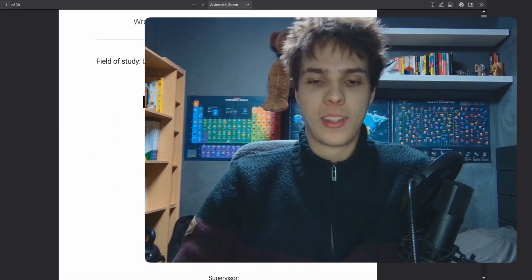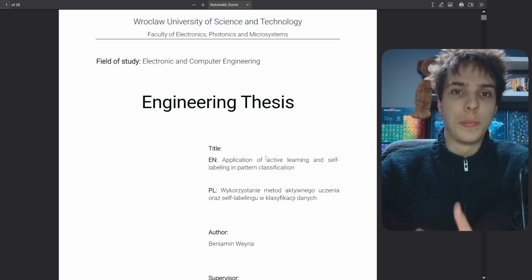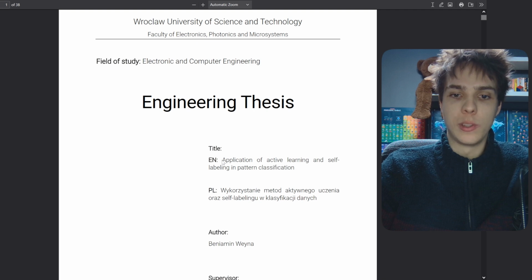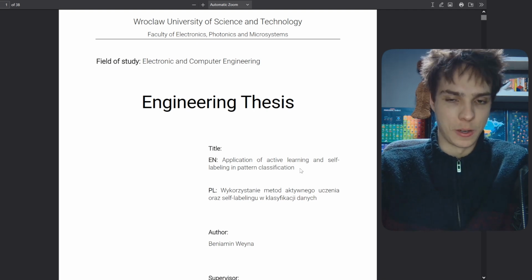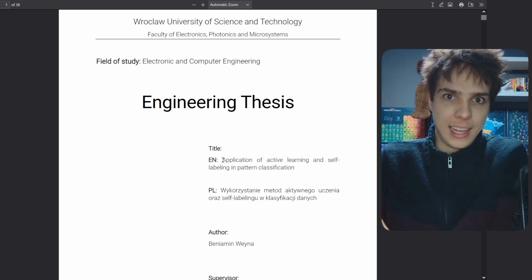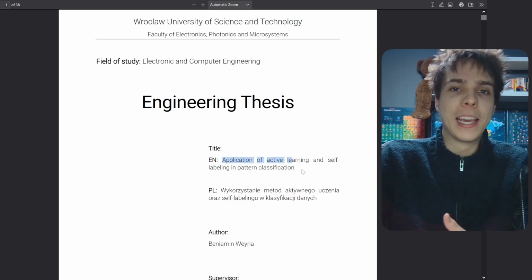Let's begin. This is the paper, the famous paper, the engineering thesis. This is the title page that was provided to us, so I couldn't change it. The engineering thesis is titled Application of Active Learning and Self-Labeling in Pattern Classification. But my supervisor came up with the title before I started work on this, and goals changed in the meantime, so I think the title is vague on purpose.